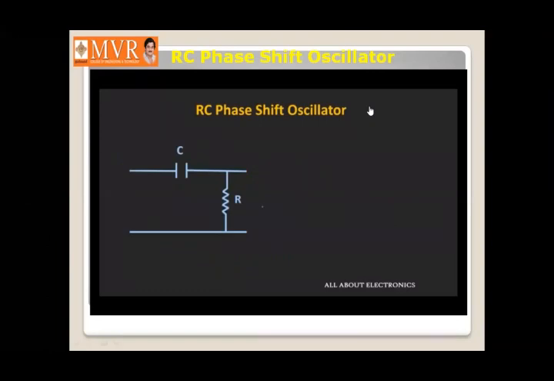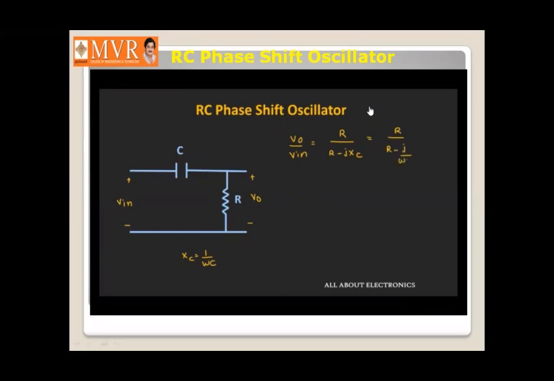This circuit over here is nothing but the high pass filter, and it is also known as the phase lead circuit, because in this circuit the output voltage leads the input voltage. First of all, let us find out the transfer function of this RC circuit. Here, output by input can be given as R divided by R minus jXC, where XC is nothing but 1 by omega C. So we can write this expression as R divided by R minus j divided by omega C.